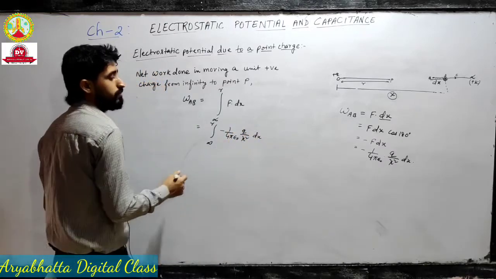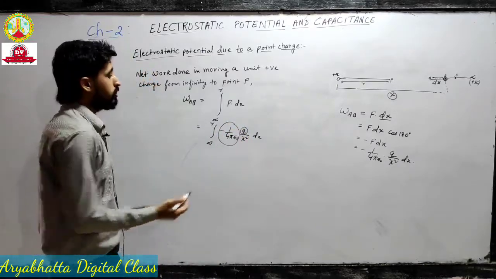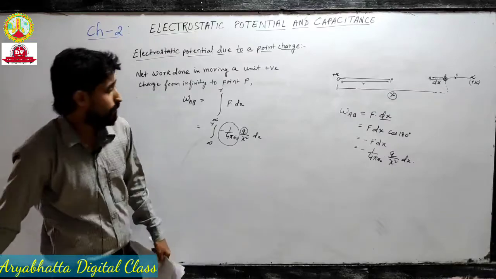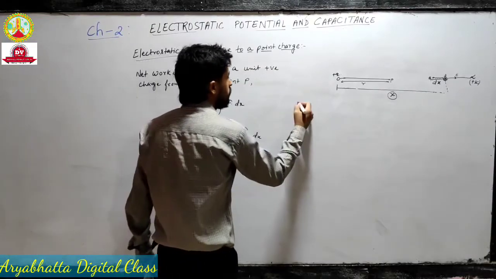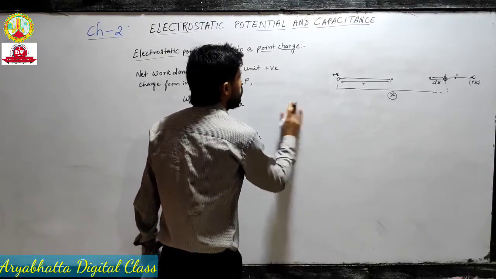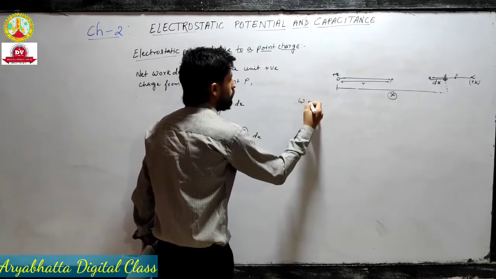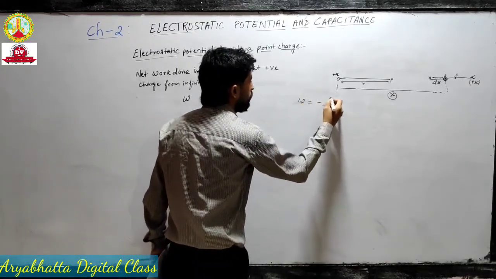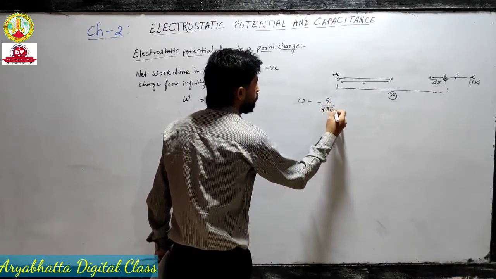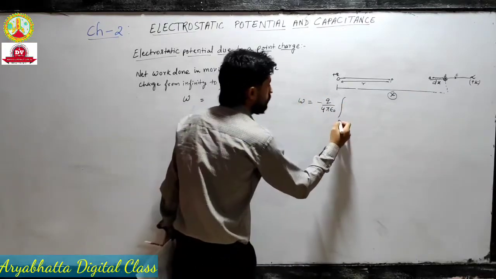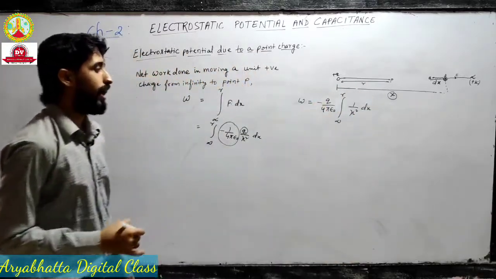Fine, you get this. Now see, this and this are constant terms, so they will come out. This is not a b. This will be the total work done. So W, that is the total work done, will be equal to minus Q by 4 pi epsilon naught, integration over infinity to r of 1 by x square dx, isn't it?